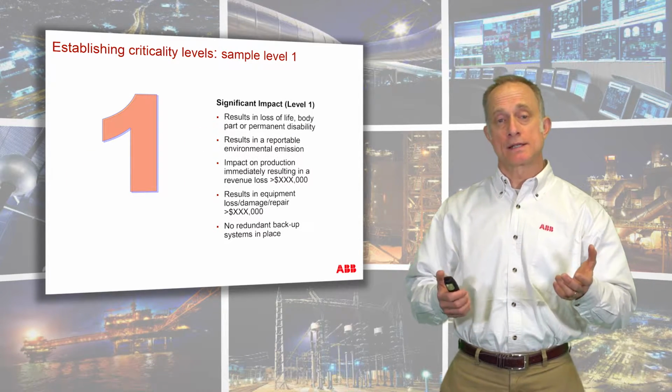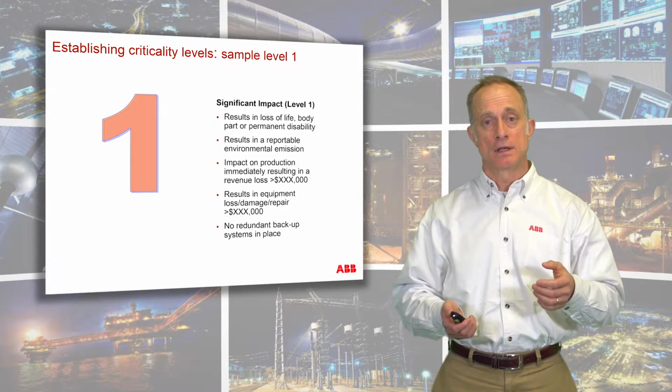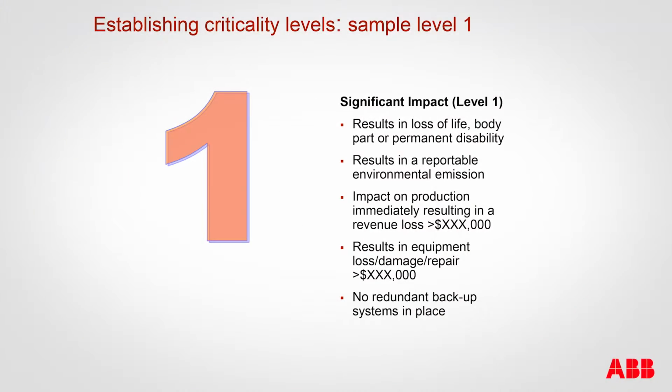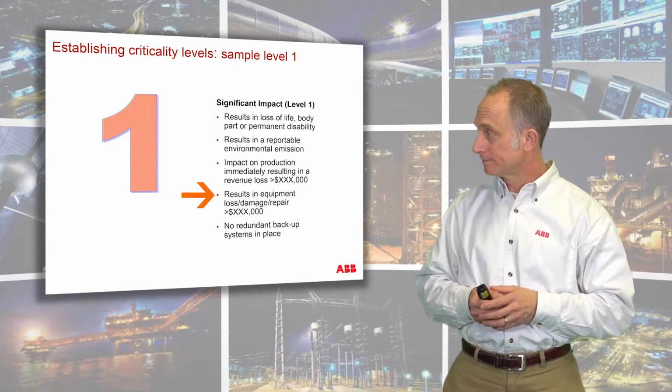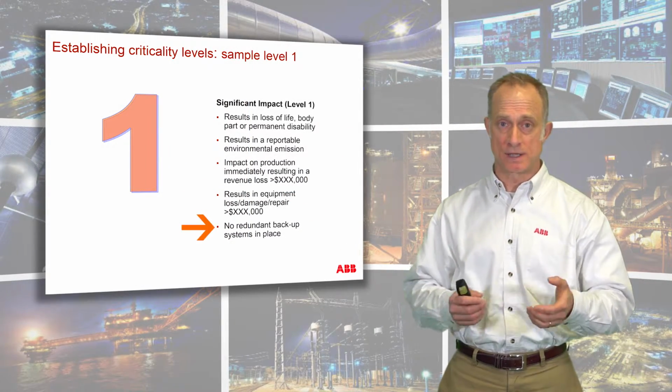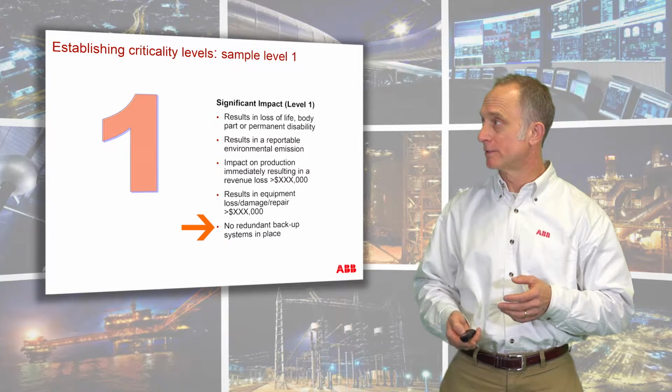We put those criticalities into certain levels. So this is an example of criticality level number one. First of all, if a failure occurred here, then it could result in a loss of life, or it would, high likelihood of resulting in loss of life or limb or permanent disability. High likelihood of an environmental emission. High likelihood of a very costly impact on production, and high likelihood of a costly equipment repair. Maybe there's no redundancy with that system, so that would get a criticality level number one.